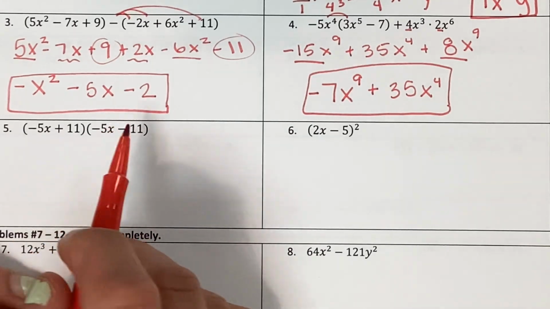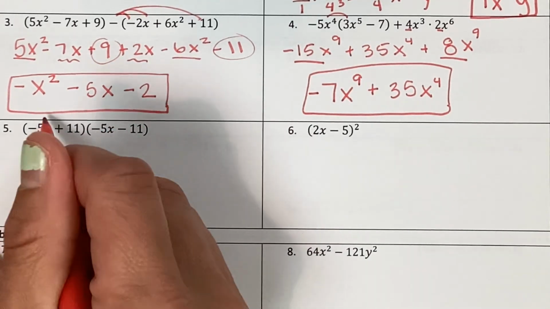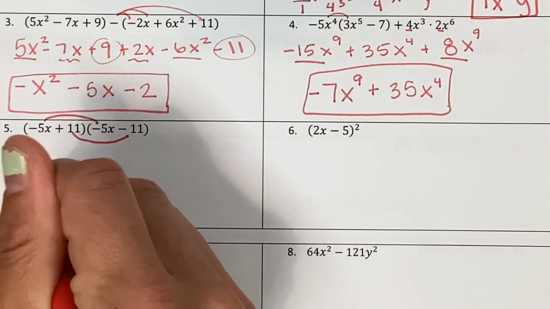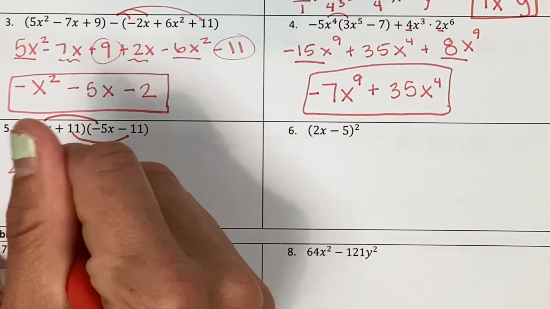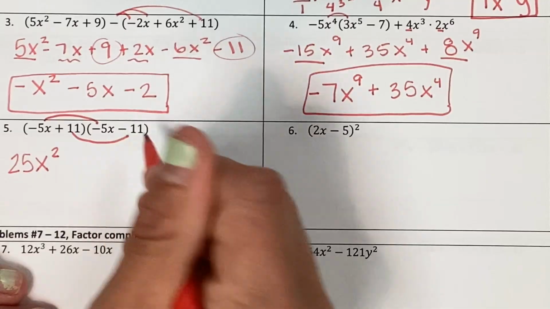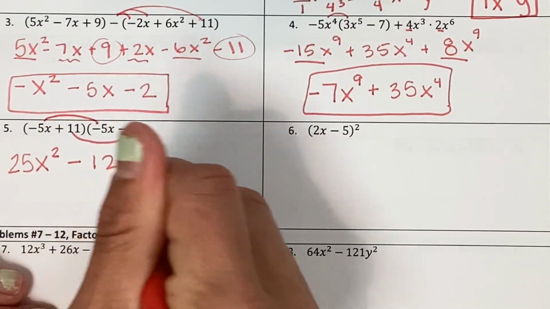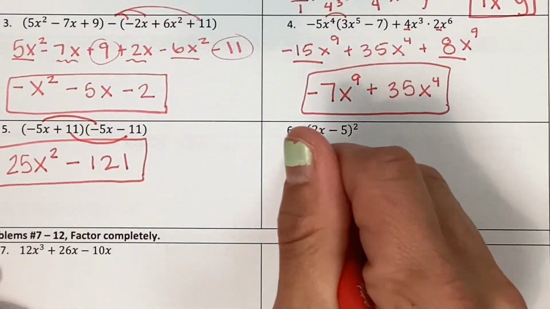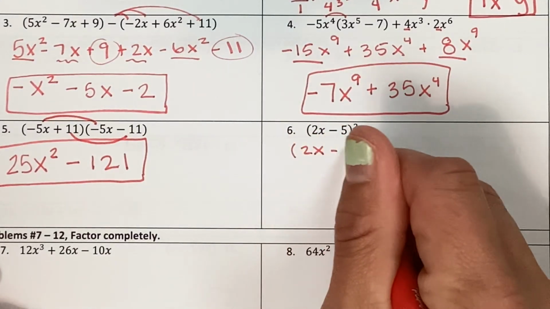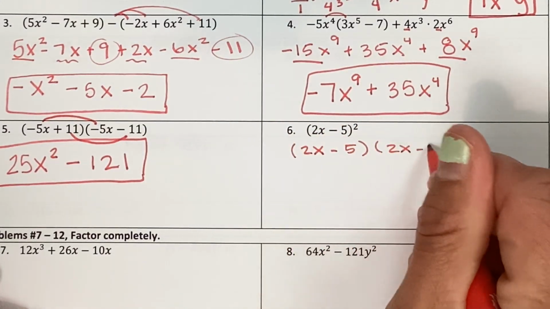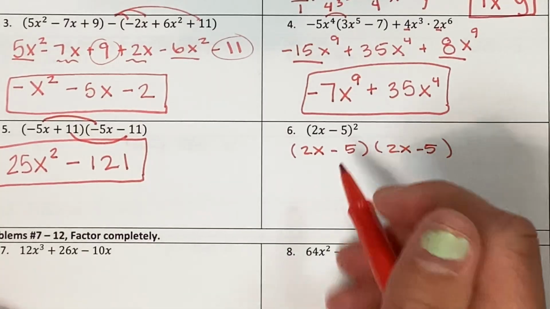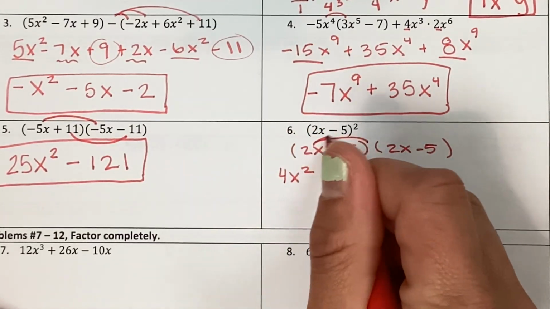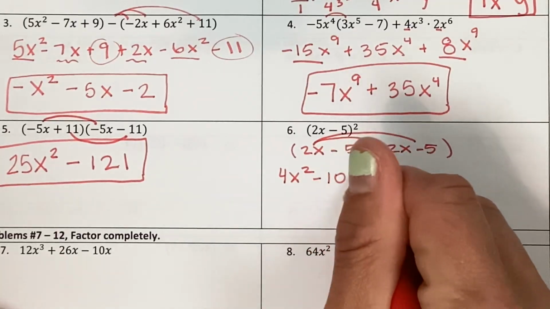All right, down here on this one. This is a conjugate, so we really only have to do the first and the last. So -5 times -5 is 25x squared. 11 times -11 is -121. The insides will end up canceling. Over here, this is a binomial squared. So we have to FOIL it, but the insides should be the same. So 2x times 2x is 4x squared. 2x times negative 5 is negative 10x.